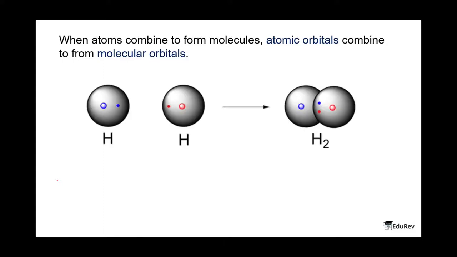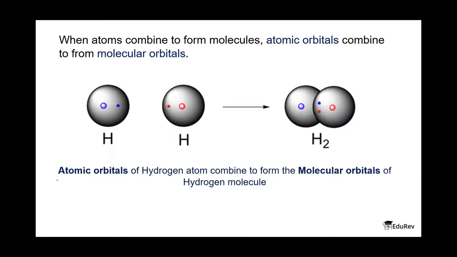In the case which you see on the screen right now, we have two atoms of hydrogen, and because electrons are present inside the atomic orbitals, they are also called s atomic orbitals of hydrogen, okay? So we can basically say that atomic orbitals of hydrogen atoms combine to form molecular orbitals of the hydrogen molecule.